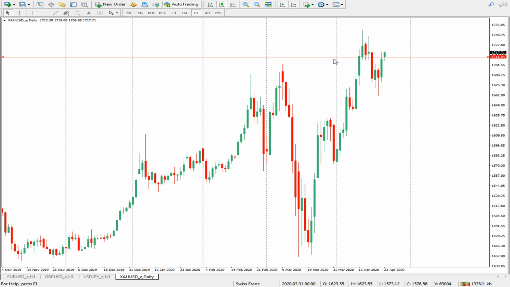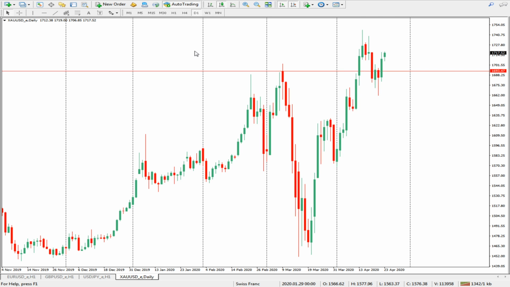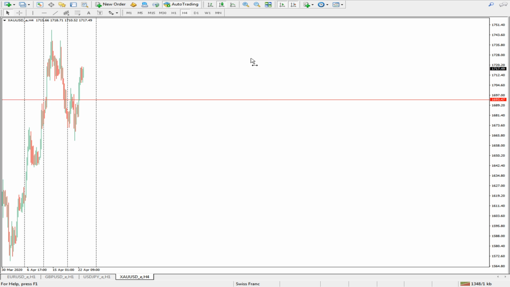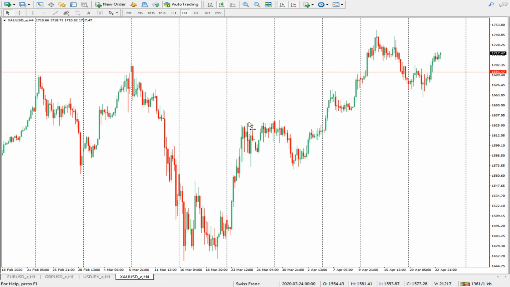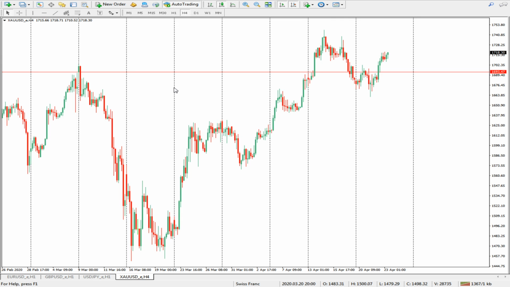Just look at it from the weekly, daily chart. We had a support. Just a second. You can see that we actually had some very good level here.